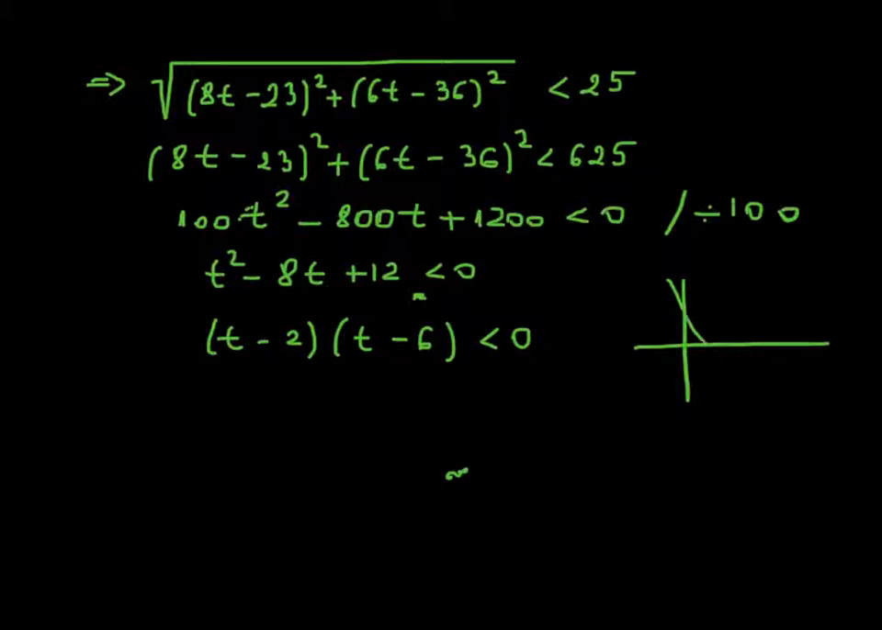Quadratic inequality. So the zeros of the parabola are 2 and 6. We want to see where y is smaller than 0, so it's between 2 and 6. So the length of time for which it is less than 25 kilometers from the lighthouse is 6 minus 2, 4 hours.